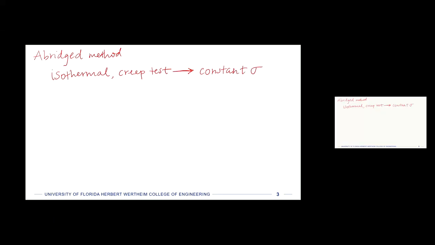Okay. So the first method that our book provides, they just call it the abridged method. That's a very short name. I'm going to call it an isothermal creep test. And we talked a little bit in the last lecture that there is a difference between a creep test and a stress relaxation test. A creep test is constant stress applied to the part, and then you measure some elongation.